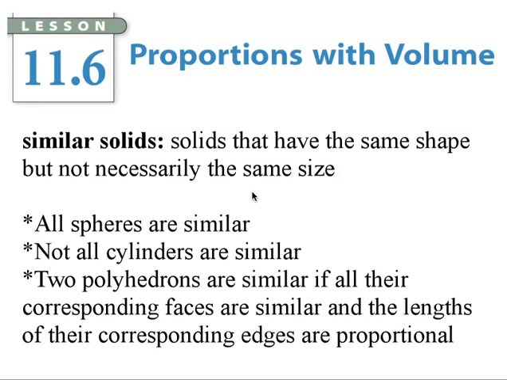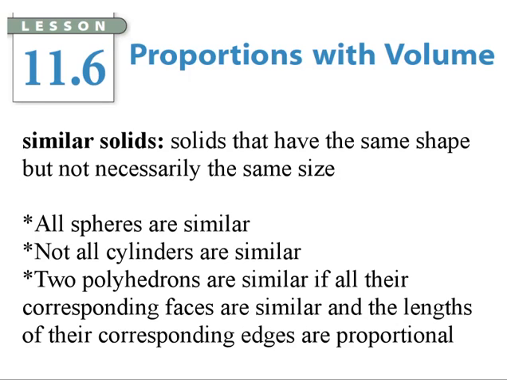So remember what similar means? What does it mean to be similar? Same angles. Yep. It's proportional. Basically it's the same exact shape, but it's not necessarily the same size. That's what it says up here by definition. So spheres are always similar. Cylinders are not always similar.